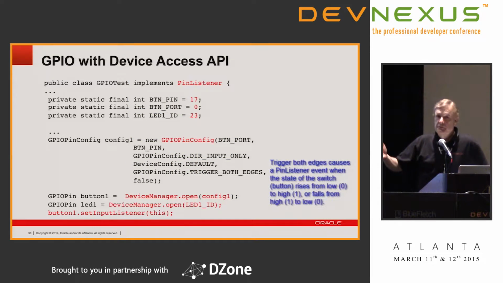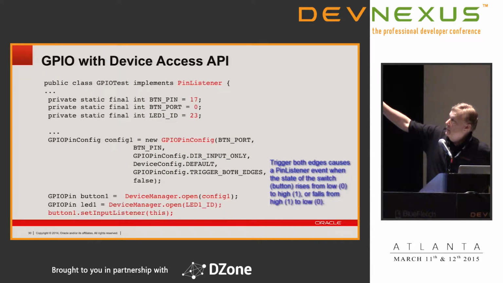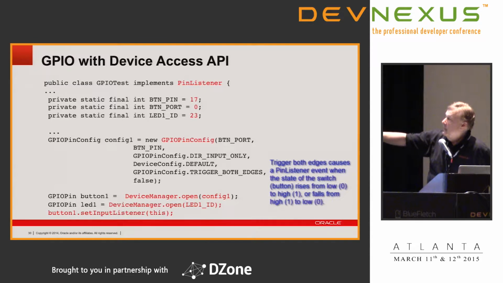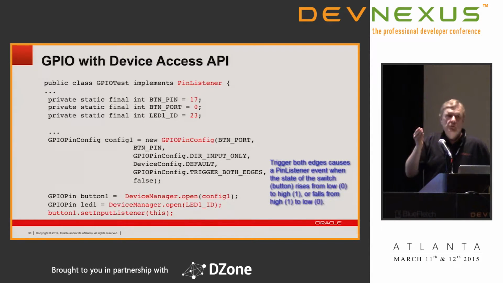So this is just some example code where at the top we're setting up some numbers that map to the GPIO pins, some of them do. And then here we're creating a GPIO pin configuration, naming a port and a pin, saying it's going to be input only, and trigger both edges means that whether I'm pressing down, opening the connection or closing the connection, both edges are going to fire an input.